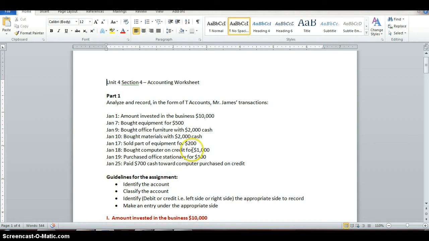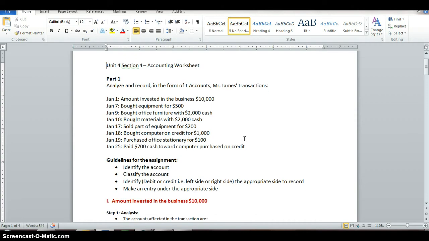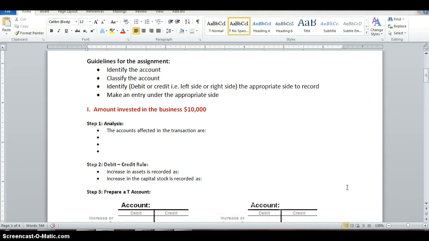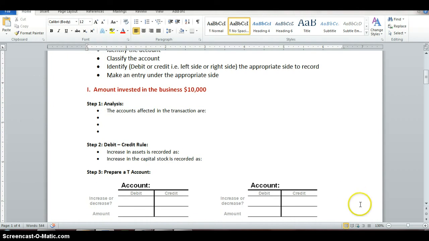Okay, so now we're looking at part 1 of the accounting worksheet assignment found in Unit 4, Section 4. And how this assignment works, let me zoom in a little bit for you. You guys should be completely familiar with this by now. This first part of the assignment is just copying your transactions into T accounts.